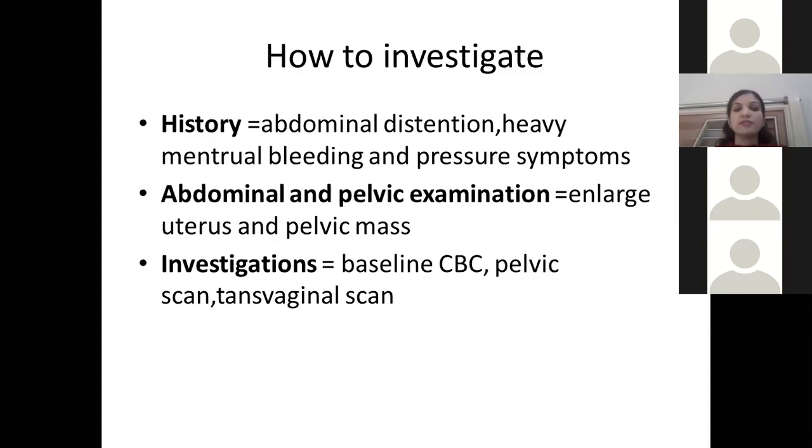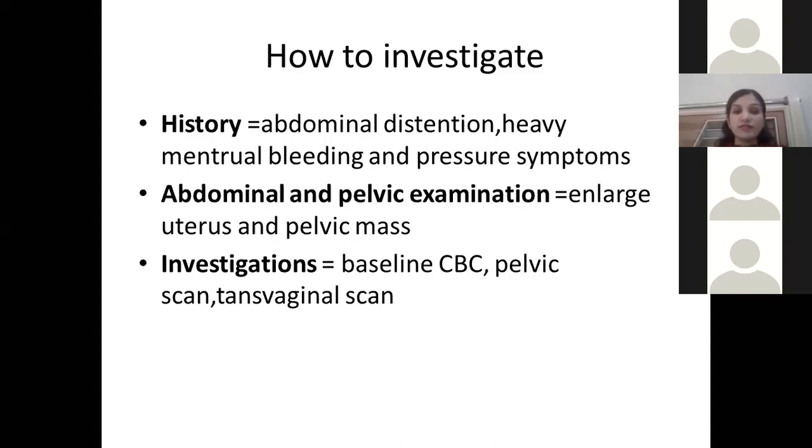Initially, we start with baseline investigations: CBC, urine routine, random blood sugar, because we have to rule out other pathologies also. In CBC, if the patient is having heavy menstrual cycles, the patient may develop anemia. So it means that the patient is having a problem with the fibroid, right?